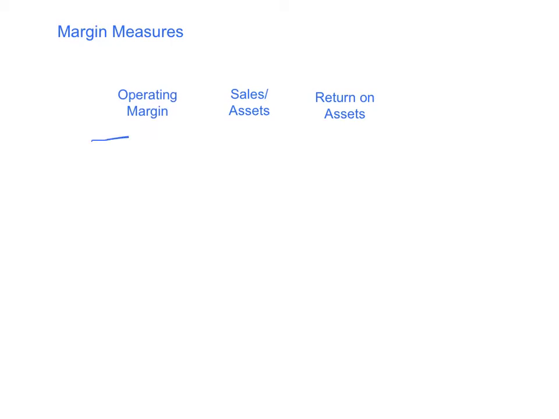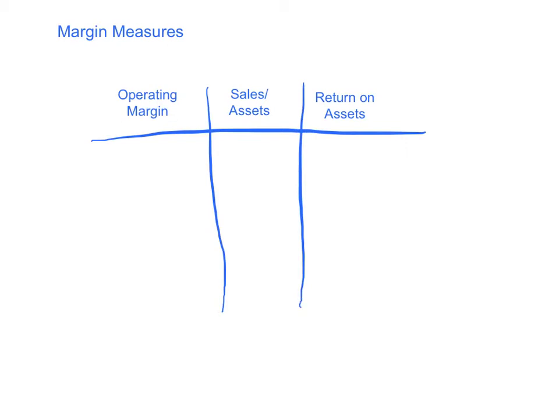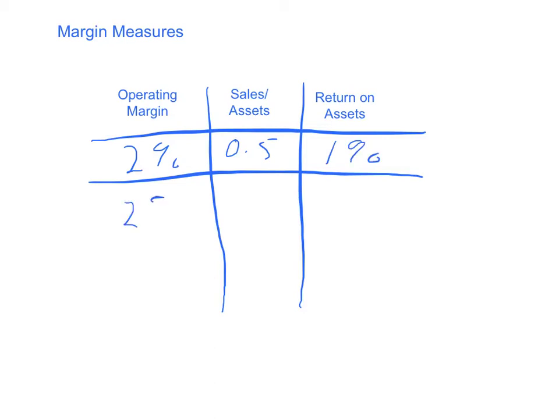I'm going to create a little table here, with some rows and columns. Say we have an operating margin of 2%, and our sales to asset ratio is 0.5. So for every $100 of assets, we only have 50 of sales. Well, then that translates into just a 1% return on assets. If we take that same 2% operating margin and we have a sales to asset ratio of 2, we now have a return on assets of 4%.